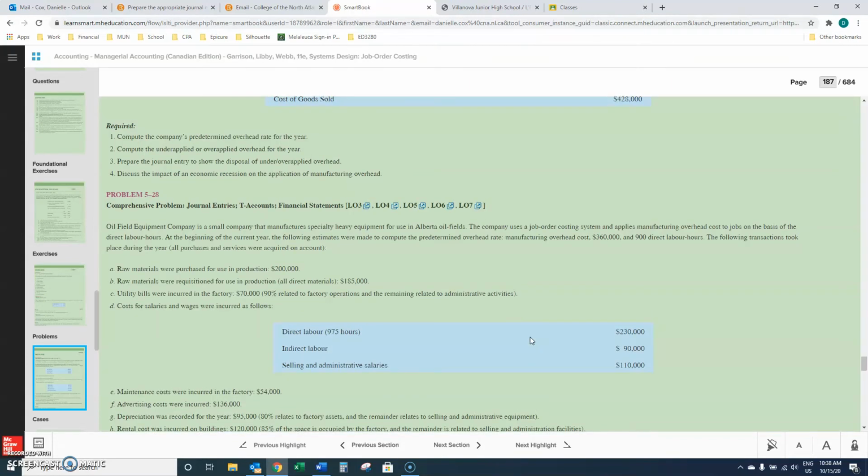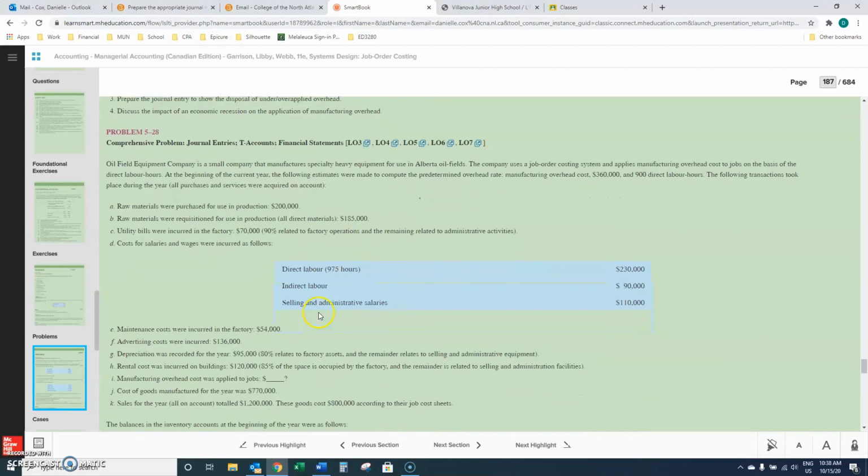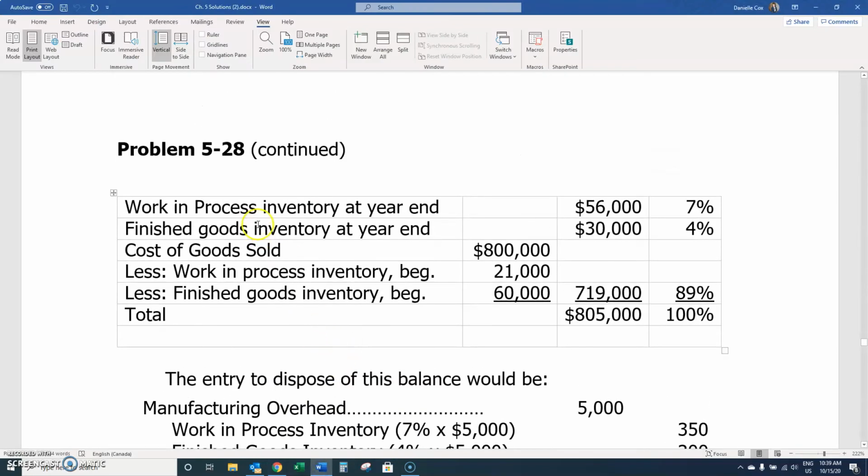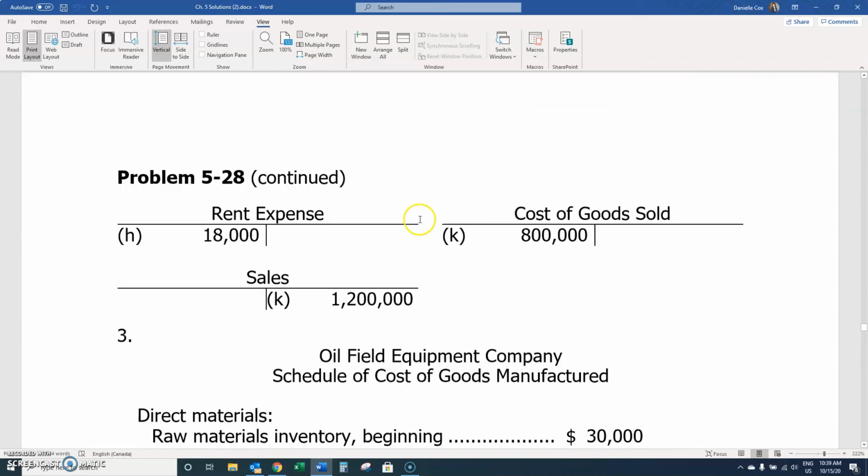Okay, so in question 28, first you're asked to prepare journal entries for all the entries above here. Then you're asked to put the amounts into T accounts. You're going to prepare cost of goods sold, schedule of goods manufactured. Then you're going to do a journal entry to dispose of any balance. So the first thing you have to do again is figure out how much is in each of these accounts. So work in process, finished goods.